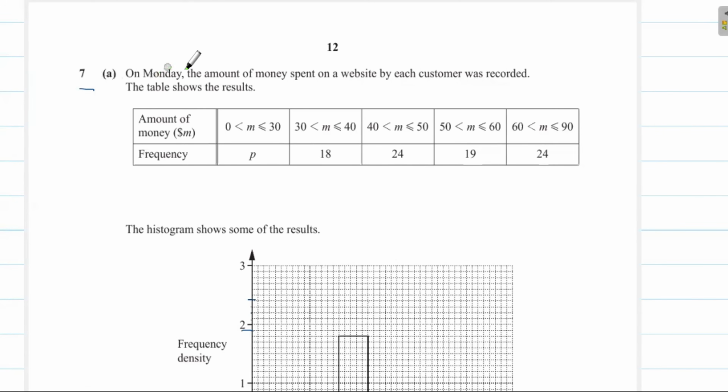Question number 7, part A. On Monday, the amount of money spent on a website by each customer was recorded.